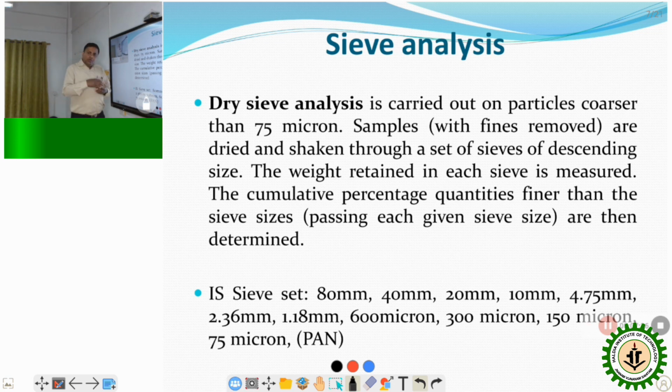Then we have to shake it either manually or mechanically. Generally we use a mechanical sieve shaker for the sieving purpose. After sieving, we have to segregate each and every sieve. Then we have to take the weight of each sieve including the soil mass. From that we can find out how much soil mass is retained on a particular sieve or on each sieve.